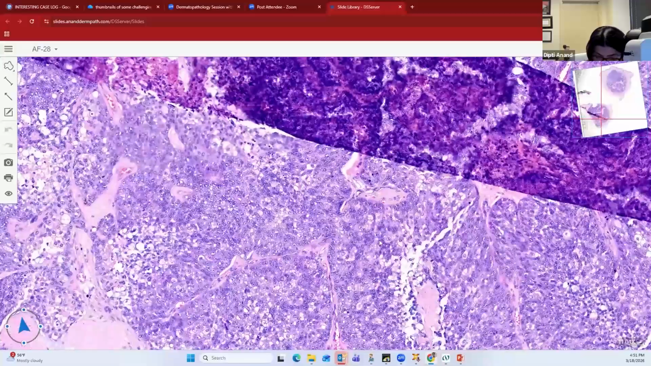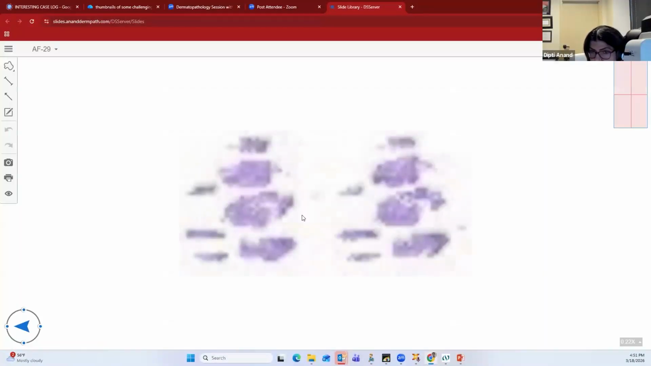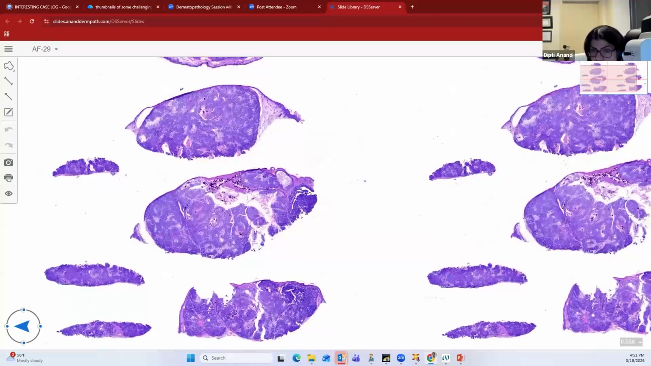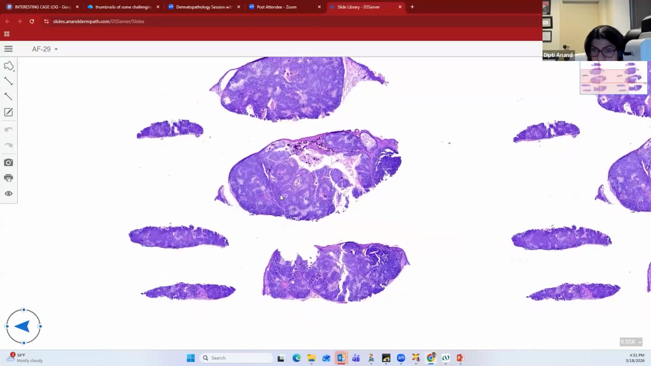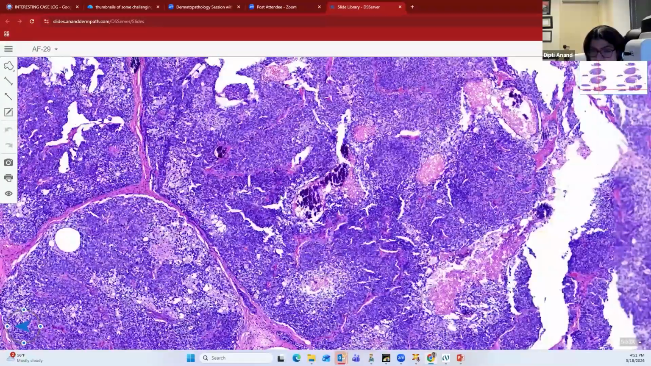So let me show you some more examples. Another example of sebaceous carcinoma. In low power, this tumor will look extremely blue, as you can see over here. You can see its invasion into the dermis.